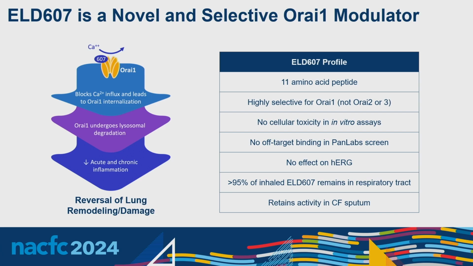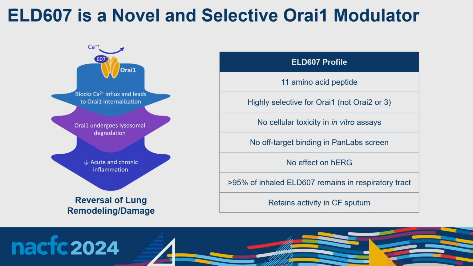So we developed ELD-607, which is an ORAI1 modulator. ELD-607 binds to ORAI1, preventing calcium influx from occurring. This leads to ORAI1 internalization, and ORAI1 is also sent to lysosome for degradation. So with less ORAI1 present on the membrane, you have less calcium influx occurring, and this ultimately reduces inflammatory responses to reverse lung damage and reverse lung remodeling.